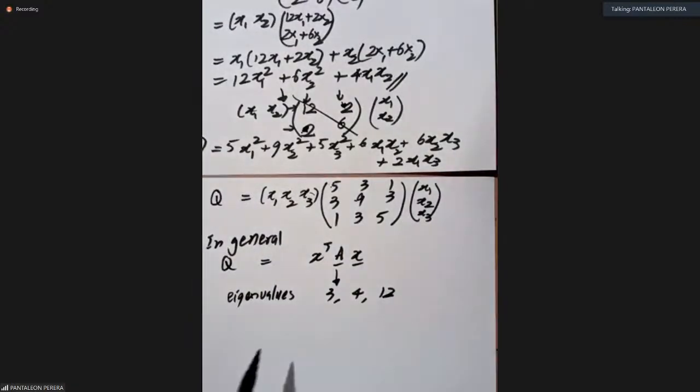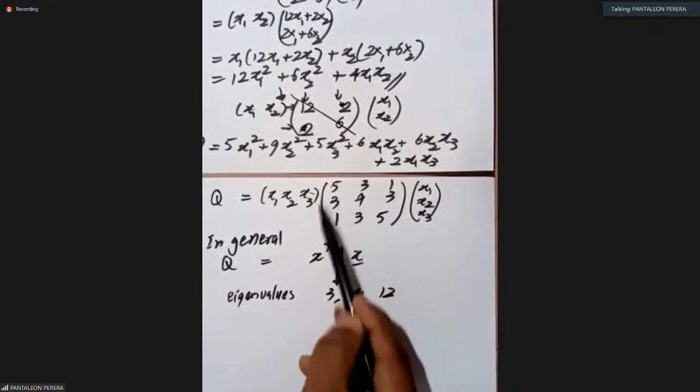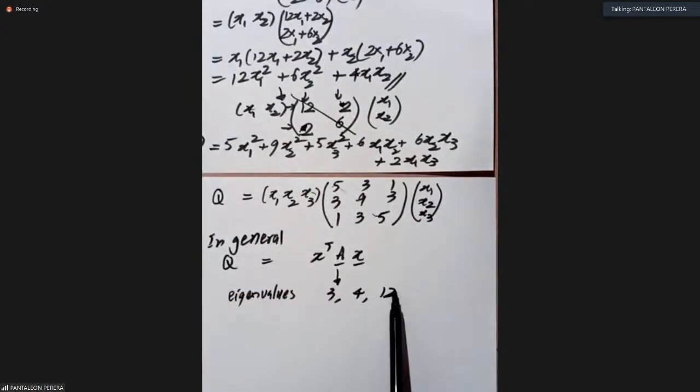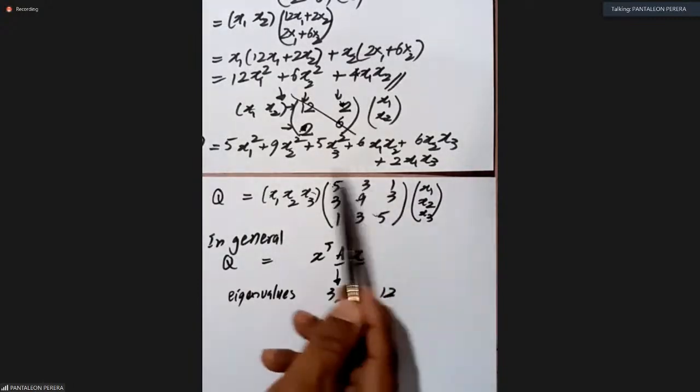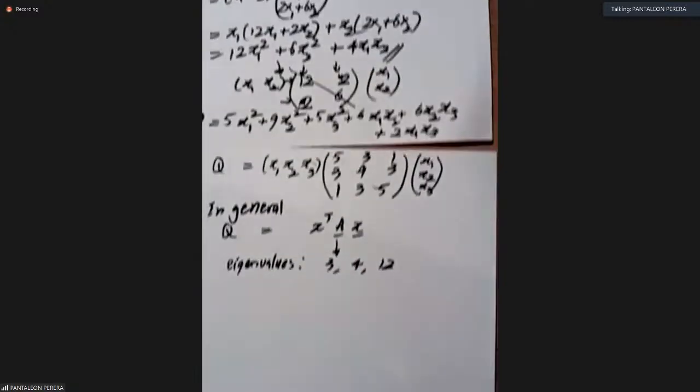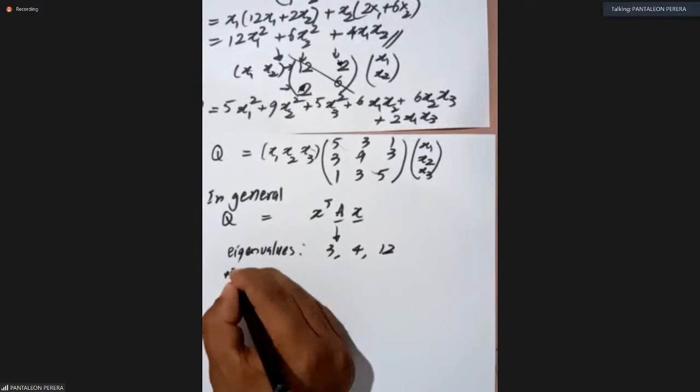Now I have a question for you. What is the determinant of this matrix? Okay, the trace is 19. What is the determinant of this matrix? I'm just asking. It is not relevant to this problem. 144. The product of the eigenvalues makes the determinant. Now the corresponding eigenvectors.